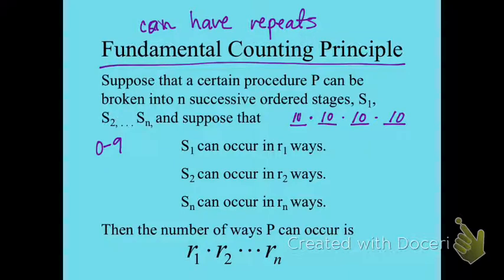Let's list out all the possibilities. You could have a code that is 0, 0, 0, 0. You could have a code that's 1, 1, 1, 1. So in this case, my numbers can repeat. The way that you calculate that is you multiply all of your options together. The 4 blanks that I drew are my stages, and the numbers represent the number of options within that stage. So I have 10 numbers as a possibility, times 10, times 10, times 10.